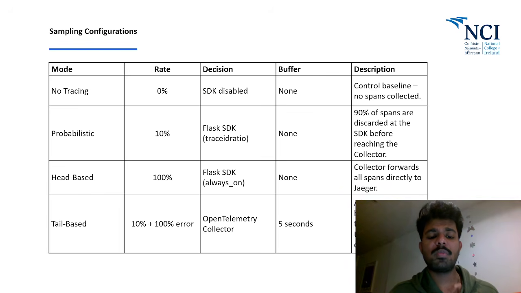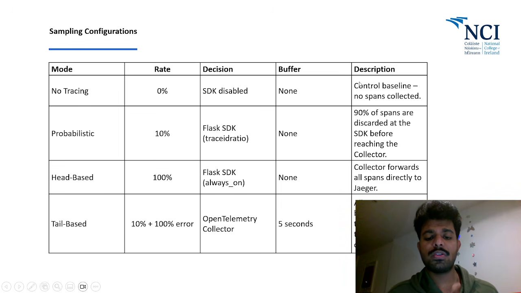The head-based sampling means 100% of requests are traceable. If 100 requests come into my system, all 100 are tracked. Tail-based sampling: I'm using two retention policies in the tail-based system. The first is that 100% of errors are traceable, and the second is that only 10% of successful traces are kept, and 90% of successful traces are discarded. What makes tail-based sampling differ from the rest is that we are using a 5-second buffer here.